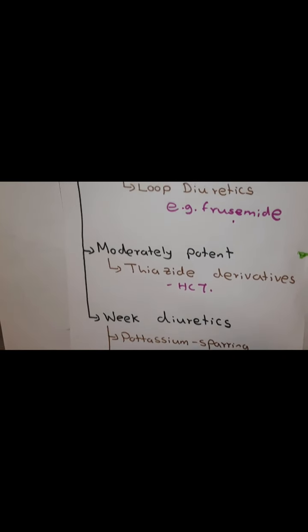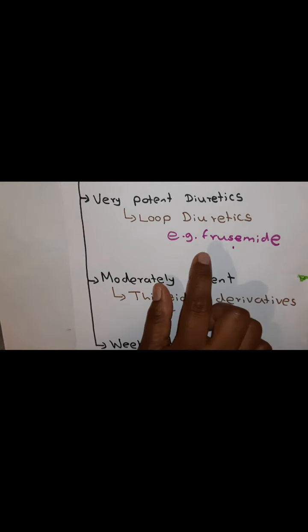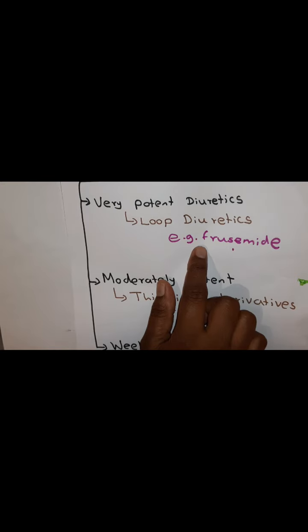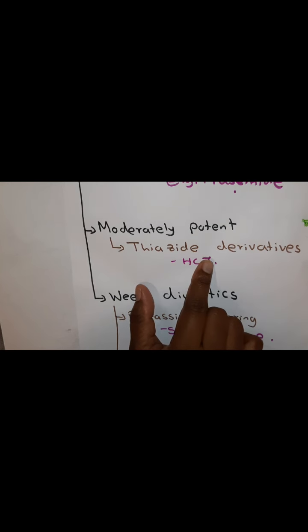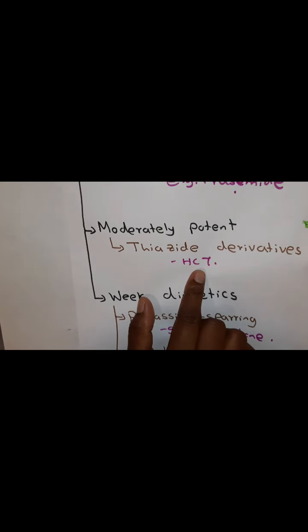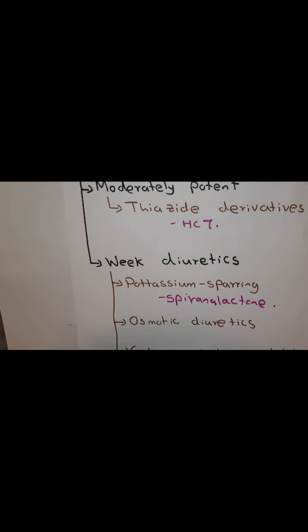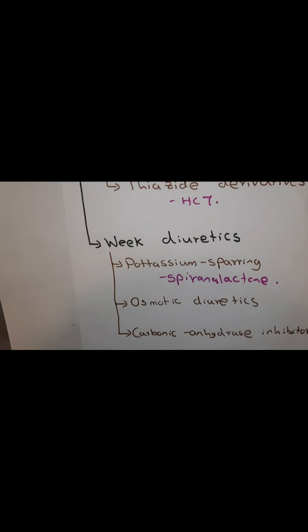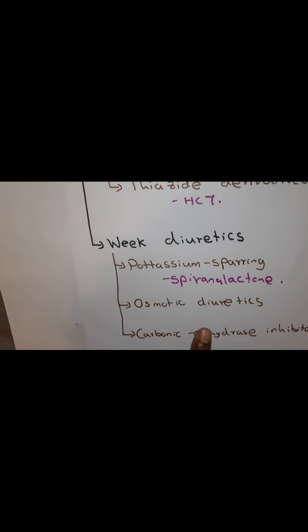diuretics and weak diuretics. Very potent diuretics we call loop diuretics, where it acts on the loop of Henle. As an example, furosemide. Moderately potent diuretics are thiazide derivatives. As an example, I have mentioned here hydrochlorothiazide. There are a few weak diuretics such as potassium sparing, osmotic diuretics, and carbonic anhydrase inhibitors.